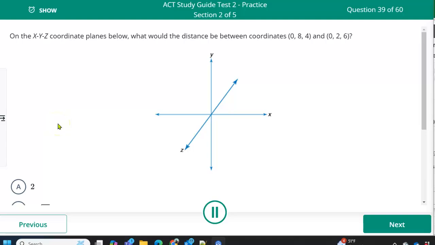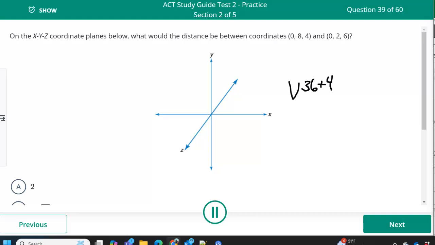On the XYZ coordinate planes below, what would the distance be between coordinates 0, 8, 4 and 0, 2, 6? Okay, well, the x-coordinate is 0 in both cases, so it really takes the x-coordinate out of play. So now we're back to a 2D coordinate plane, and we can just use a distance formula, which is x2 minus x1 squared, say 2 minus 8 squared, negative 6, that's 36. Actually that's y, the y coordinate, 2 minus 8, and then the z coordinate, 6 minus 4 is 2 squared, we'll add that, and we'll get 40. 36 plus 4 is 40. We'll take the square root of the whole thing.